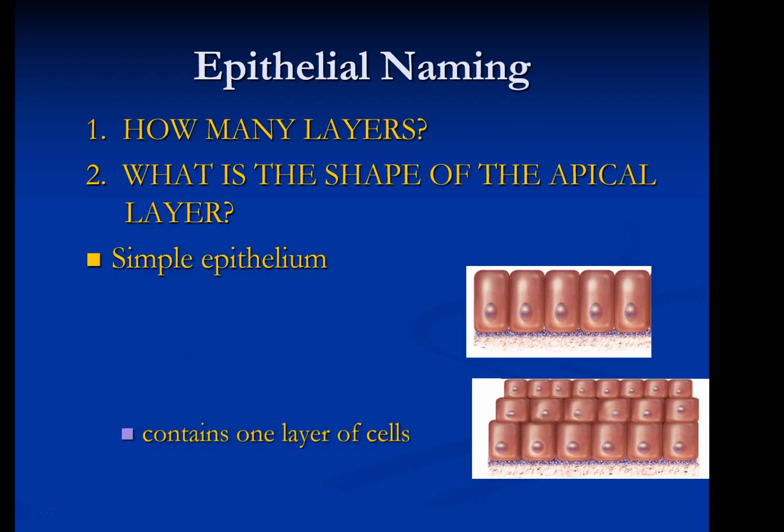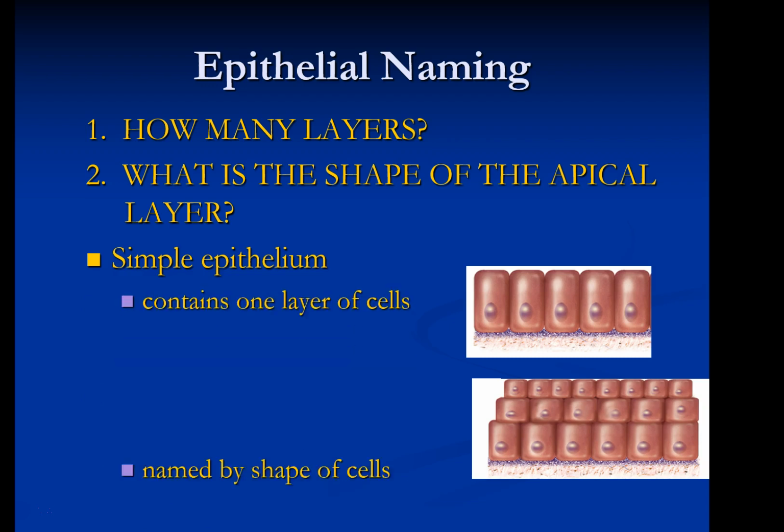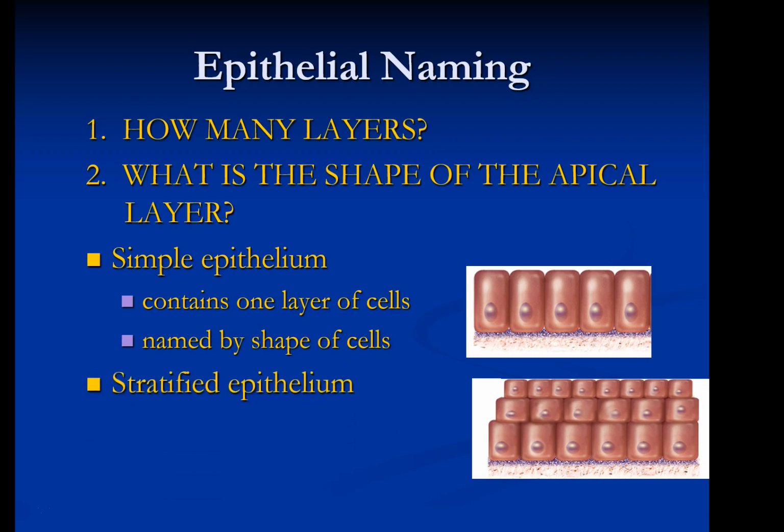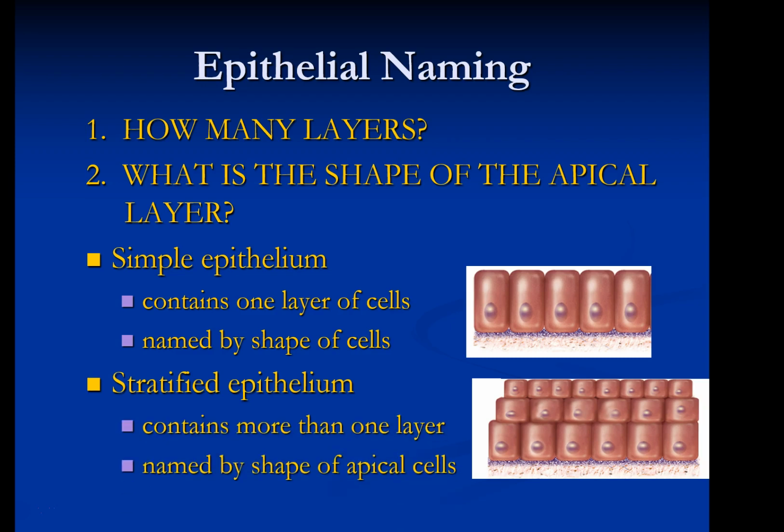So we've got simple epithelium, contains one layer of cells. You name it for the shape of the cells that you see. You have stratified epithelium, contains more than one layer, and you name it for the apical cells that you see.